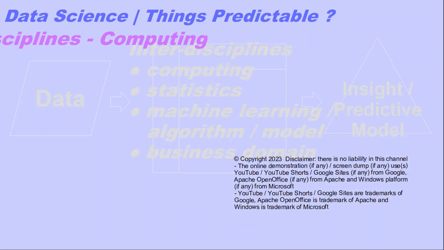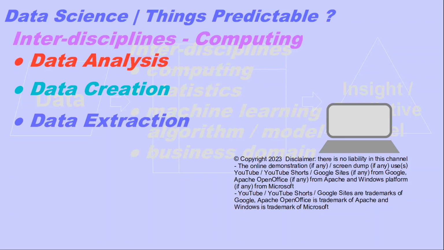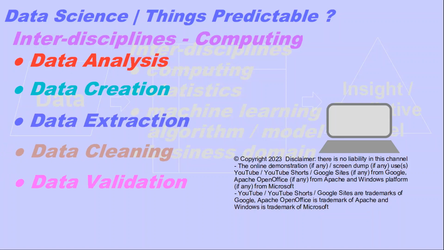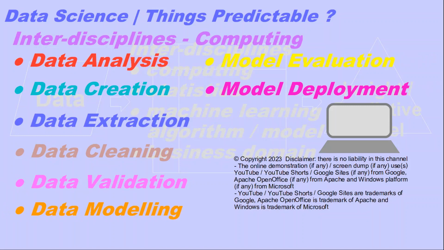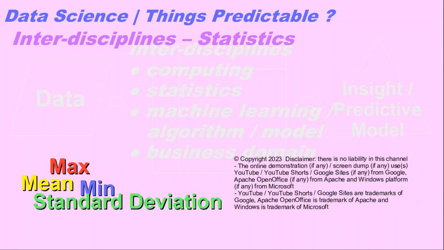The first interdisciplines is computing. It can be used in data analysis, data creation, data extraction, data cleaning, data validation, data modeling, model evaluation, model deployment. The second interdisciplines is statistics. For example, basic statistics, regression analysis.